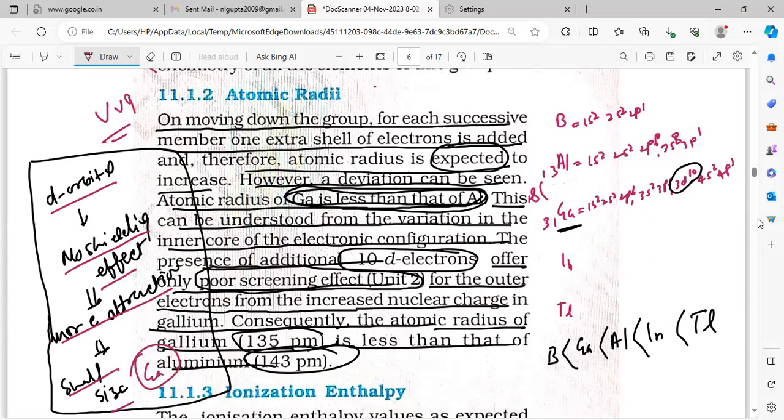Have you studied the lanthanoid contraction? Have you heard about this, lanthanoid contraction? Actinoid contraction? No, sir, I have not heard.